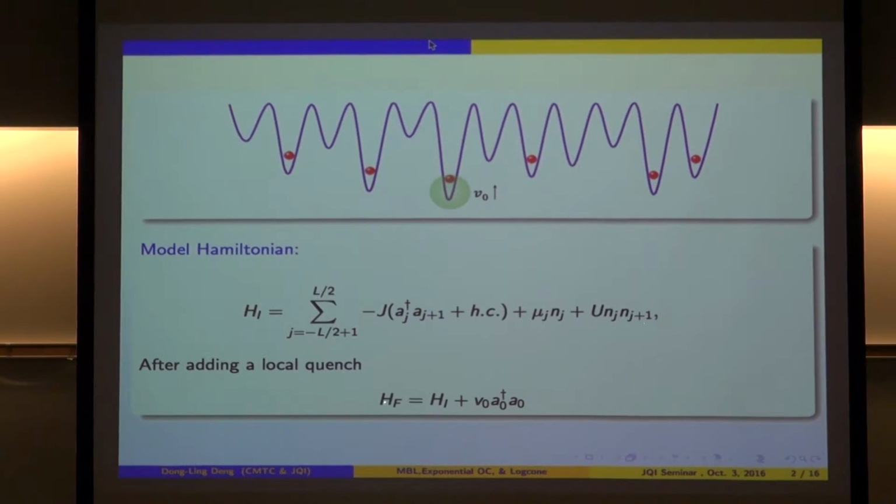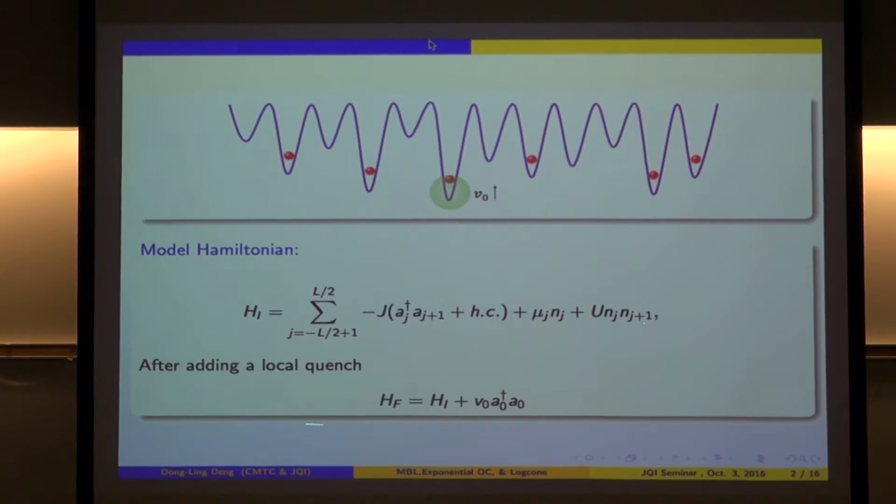So to arrive at a final Hamiltonian H_F, I will ask two questions. The first question is more about the static properties of the final Hamiltonian H_F. I will ask, will this local perturbation on site 0 induce an orthogonality catastrophe or not? The second question is more about the post-quench dynamics. I will ask, how fast can information propagate in this localized system?